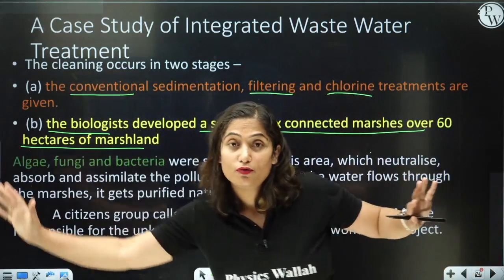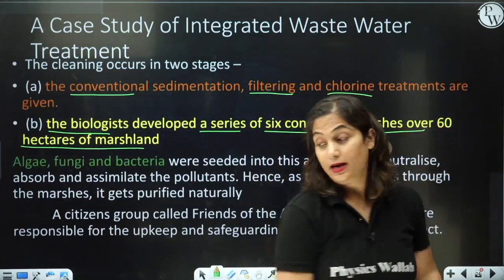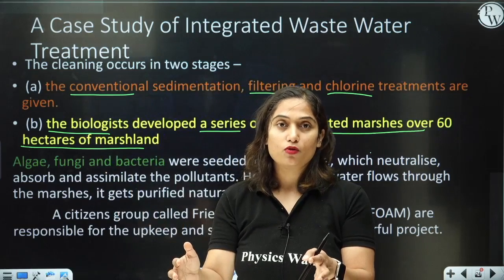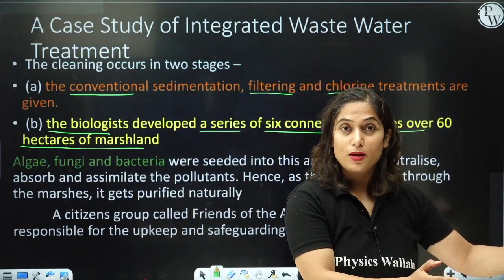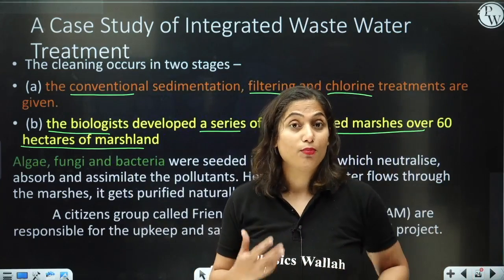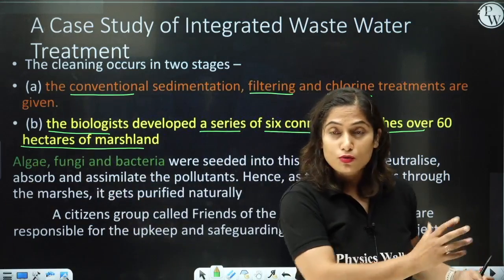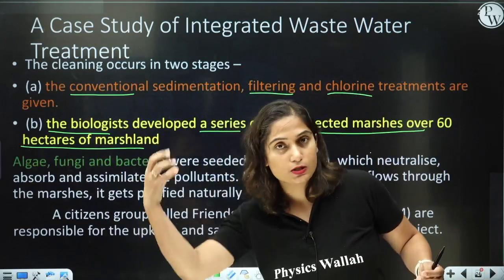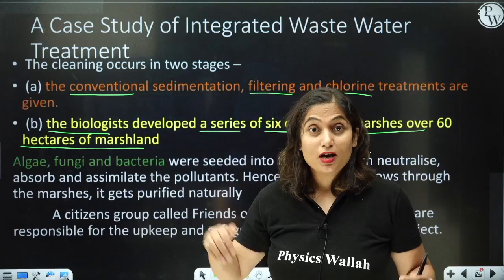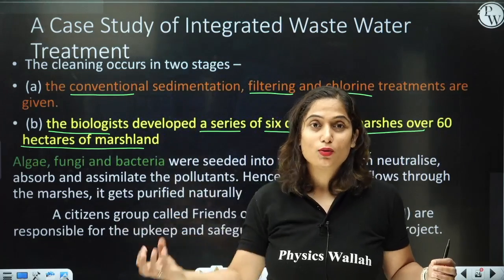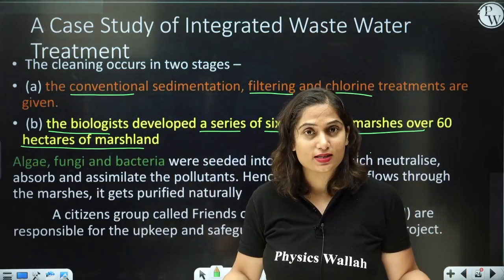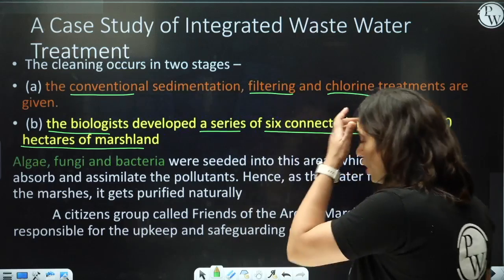So when the water flows through this 60 hectares of land, some of the impurities will be removed by algae, some of the impurities will be removed by fungi, some of the impurities will be removed by bacteria. So with the help of these natural methods, the water is purified. And when the water moves, the algae will absorb the materials from the polluted water, but those materials are good for the growth of that algae, so it will grow. This will also help in biodiversity conservation and species enrichment. So this is how this program was so good.